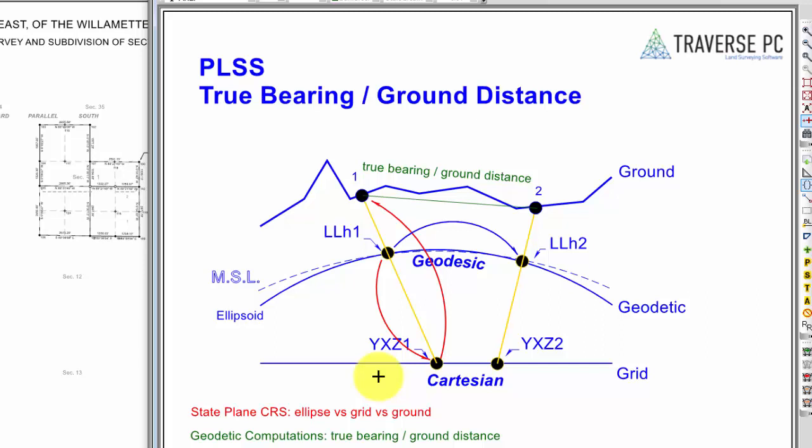The discussion is very, very similar with that. So the CRS says, I'm going to take this geodetic position, and from that I'm going to compute a grid position on whatever the projection is. In this case, it's NAD 83 Oregon South. And then from that, I'm going to use the combined factor to get up here to a coordinate or position on the ground.